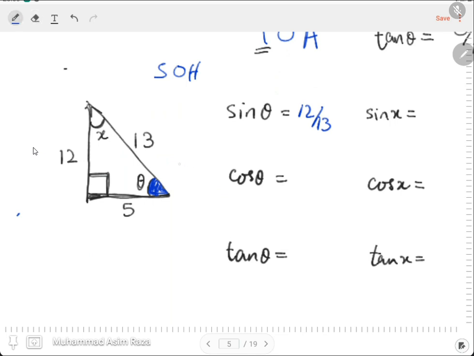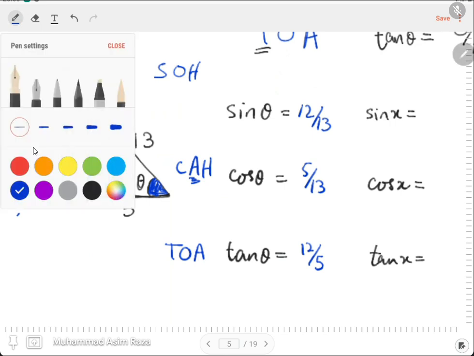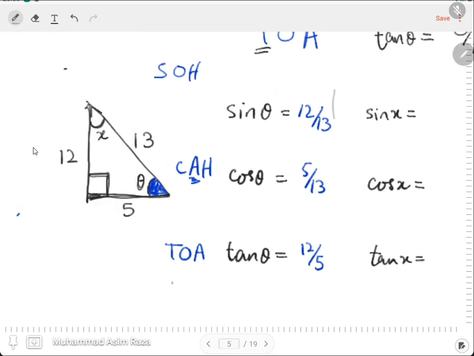For cos theta, it is CAH. The A means adjacent. The adjacent of theta is 5, so we'll do 5 over 13. For tan, we know SOHCAHTOA, so TOA. T is for tan theta, so the opposite side is 12 over the adjacent, which is 5. So these trigonometric ratios will be written like this. But we have something else as well along with this. Let's do how to write that down.